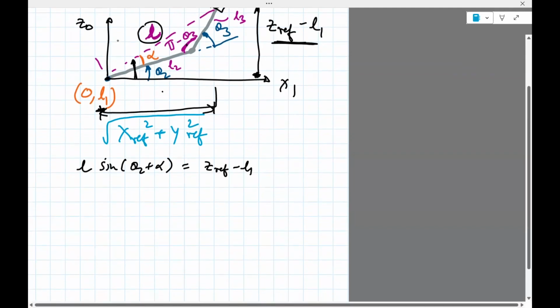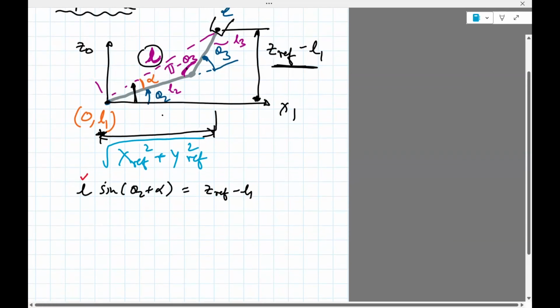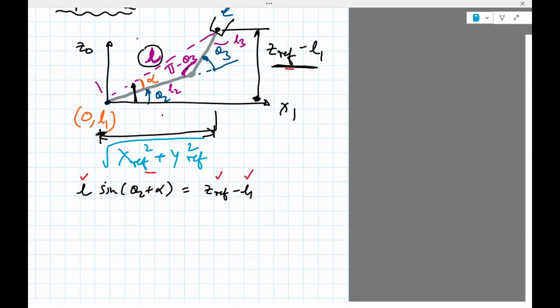So here, in this case, L is known. I just computed it earlier. It's basically this square plus this square. Z ref is known, given to us. L1 is given to us. Here there are two unknowns, so I need to solve for one of the two. Actually, you don't know alpha, because if L2 is not equal to L3, you don't know what alpha is. If L2 was equal to L3, then it is pretty easy to compute alpha, because then it's an isosceles triangle.